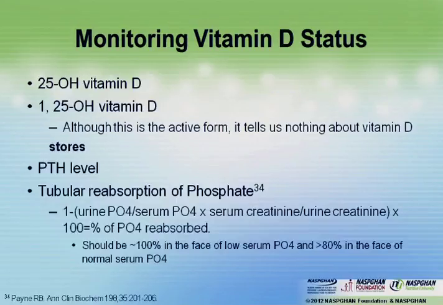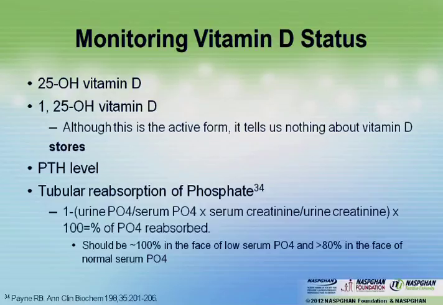What about D status? Well, 25-hydroxy is the preferred metabolite to measure, and the reason we measure 25-hydroxy is because all of our stores are in 25-hydroxy. Even though 125 is the active form, it tells us nothing about the stores. We can measure PTH levels, and if they're elevated, that's very strong suggestion of vitamin D deficiency. And the TRP is a poor man's PTH level.